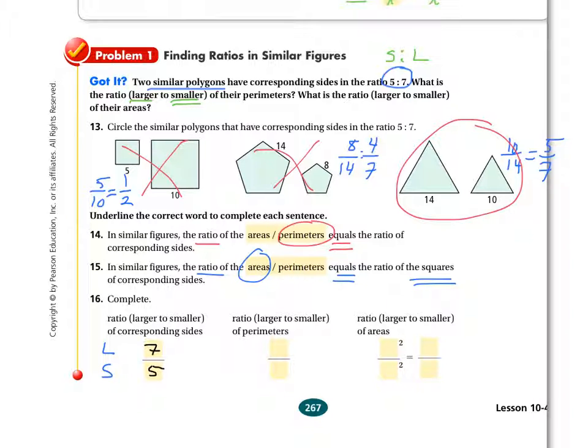So using similar figures is a little bit different than when we were doing dilations. Dilations, you had to have image over pre-image. Here, you can switch them so long as you maintain the consistency of your ratio. So if we're going to go large to small, make sure that your ratio is in the form of large to small. And so the ratio large to small of the perimeters would be what? Same or squared? Same, so 7 to 5. The ratio larger to small of the areas is now squared, so we have 7 squared and 5 squared, which is 49 to 25.